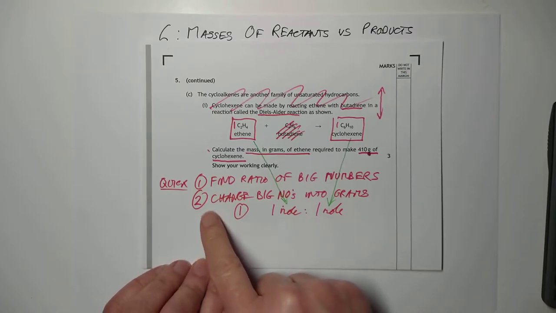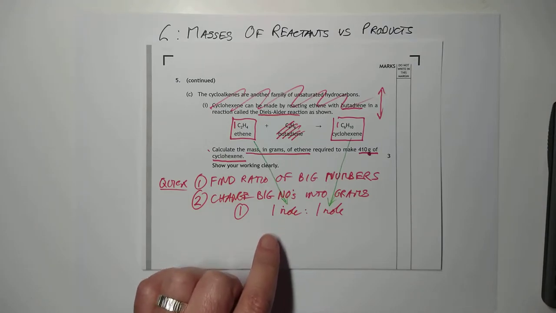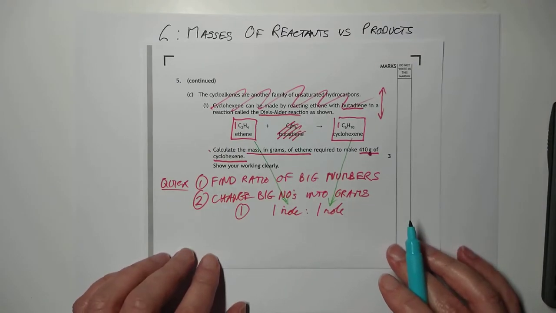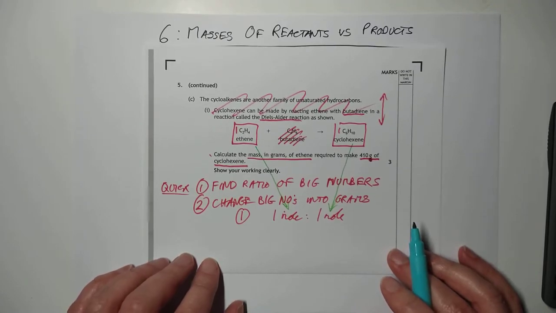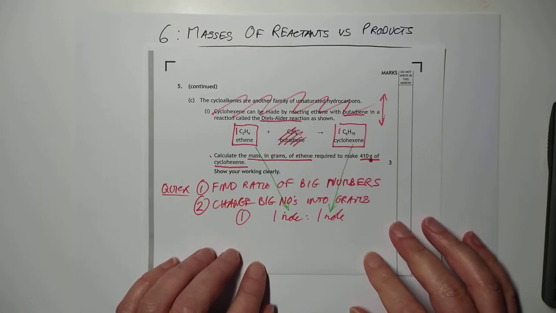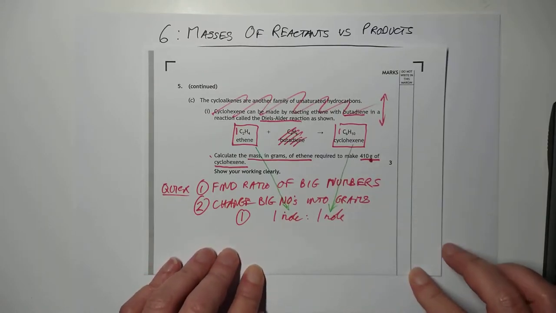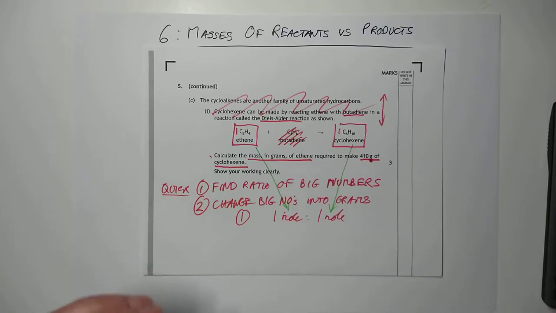Now, I said here, stage 2, change these big numbers into grams. Some people are tempted to say, oh, well, 1 mole means 1 gram. No, no, no, no, it doesn't. It does not mean that at all. If you're interested, how much does 1 mole actually weigh? Believe it or not, that's a concept we give you already. It's called the gram formula mass. Just in case you didn't realise that, that's what the GFM actually is. It's the weight of 1 mole of a chemical in grams.